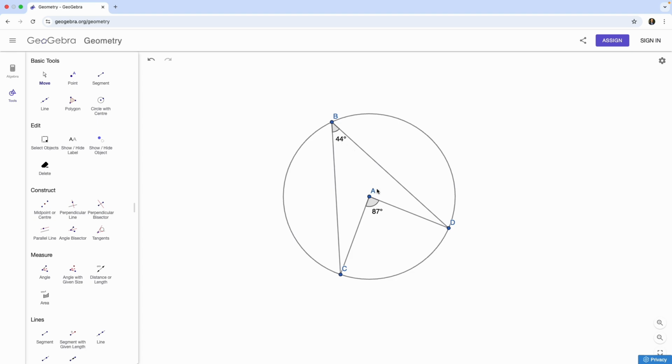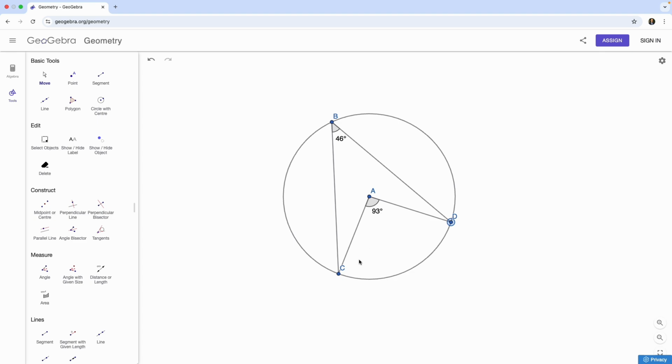Now, there's a relationship between these 2 angles. To find this relationship, we can move point C and point D along the circumference of the circle, and try to notice how the angle at the circumference changes with the angle at the center. Do you want to give this a go yourself? Try to look for a connection between the 2.